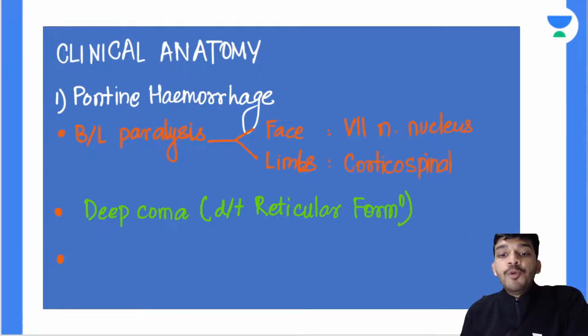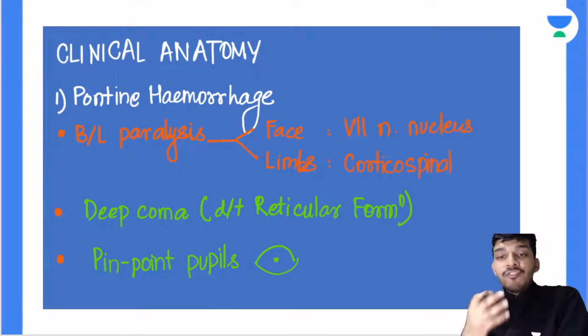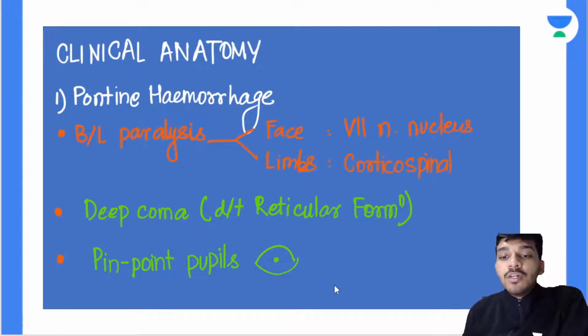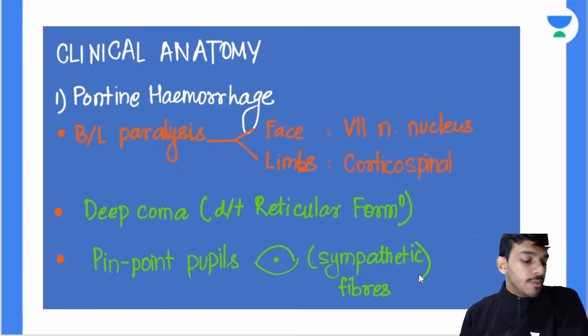Then the pupils are going to become pinpoint. What is the reason for that? All the sympathetic fibers that come from T1 and go to the eye, from the sympathetic ganglion to the eye, are damaged. Due to damage to the sympathetic fibers, you cannot keep the pupils dilated, so you will have pinpoint pupils.